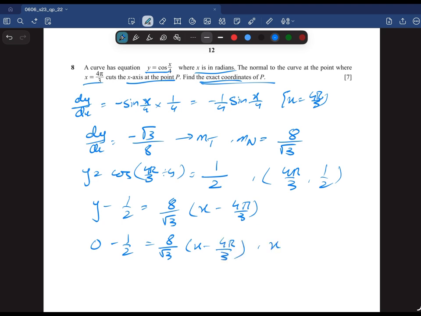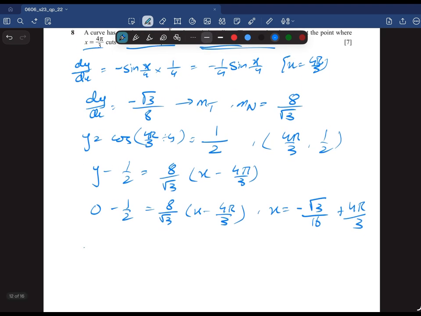Now rearranging this, we get negative 1 upon 2 into the root 3 over 8. We get minus under root 3 over 16 plus 4 pi upon 3. Yeah. So there you go, that's your answer. 4 pi upon 3 minus under root 3 upon 16, comma 0.